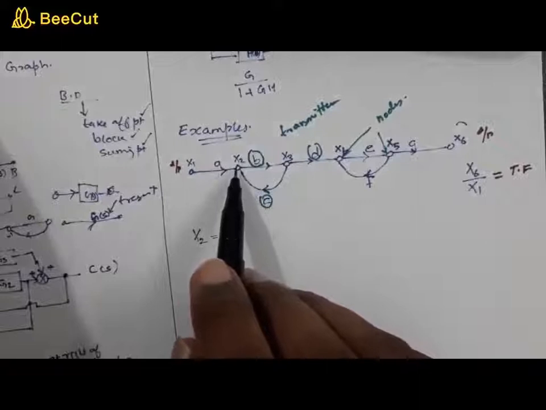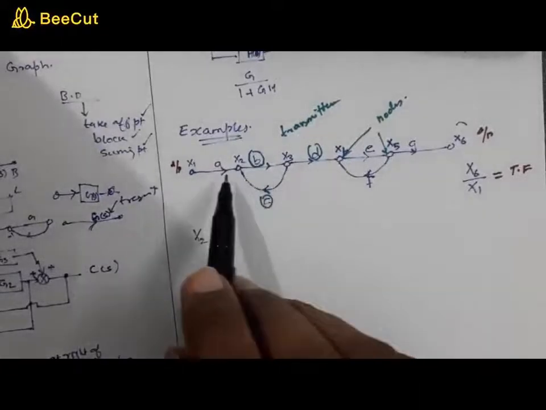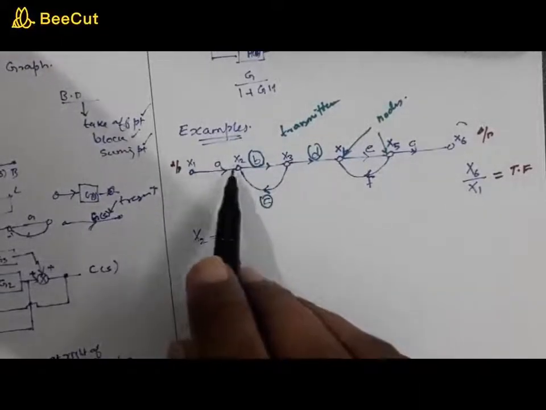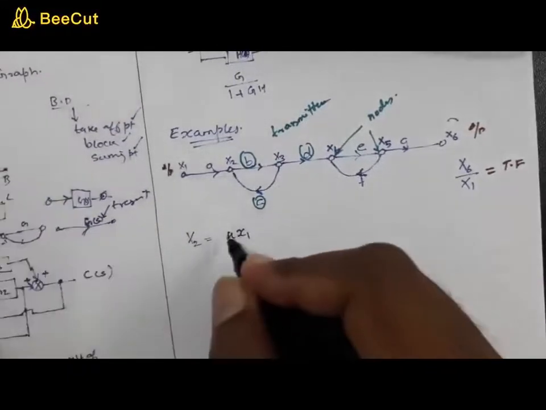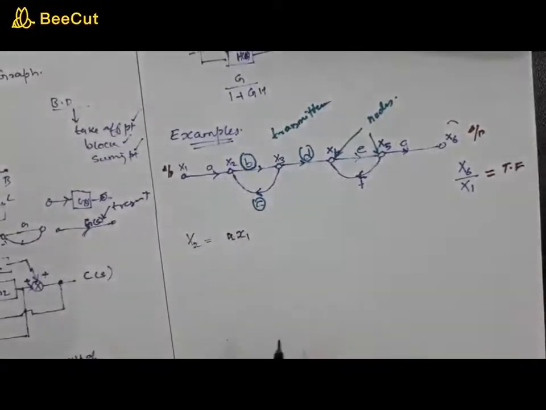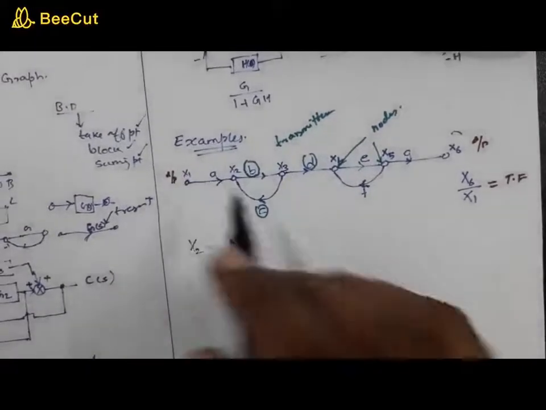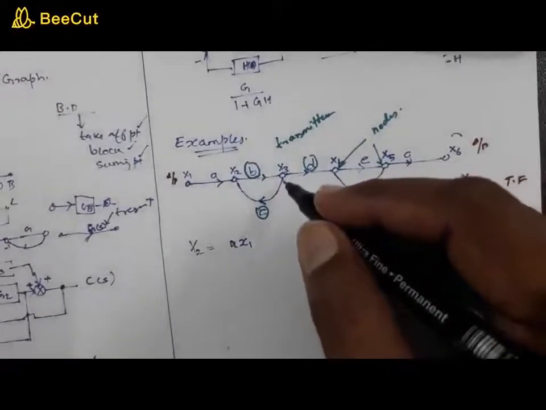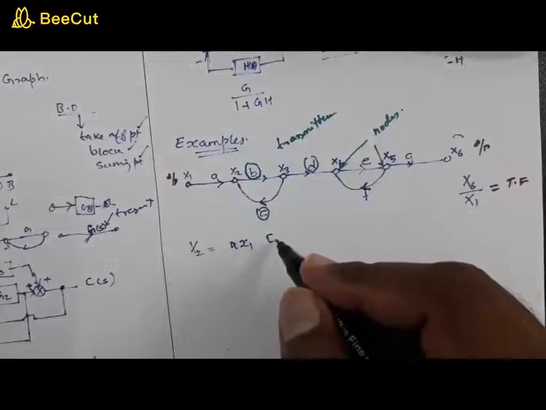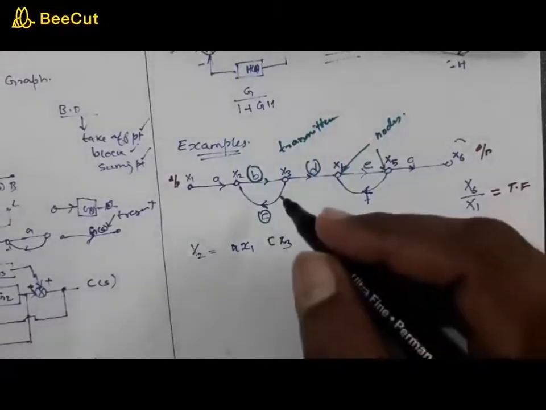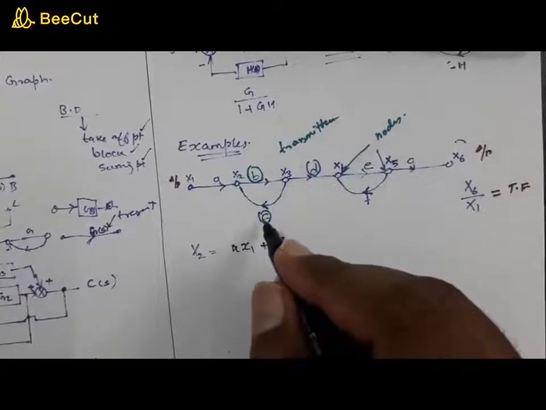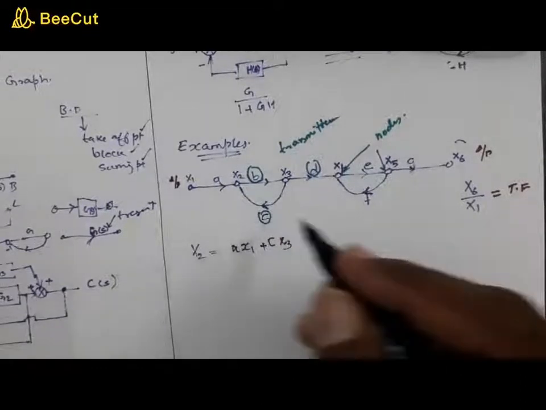You are going to get two signals from two different sides. One comes from x1, so this is a times x1. As far as x2 is concerned, x1 is just a part of the signal. Another part is c times x3. Is it plus or minus? It is plus, because there is a plus sign in the transmittance.